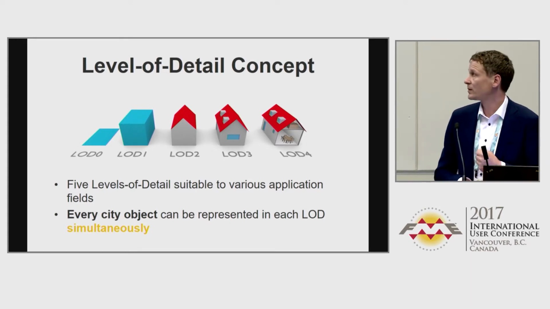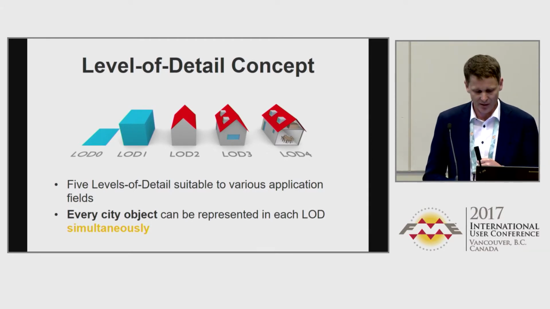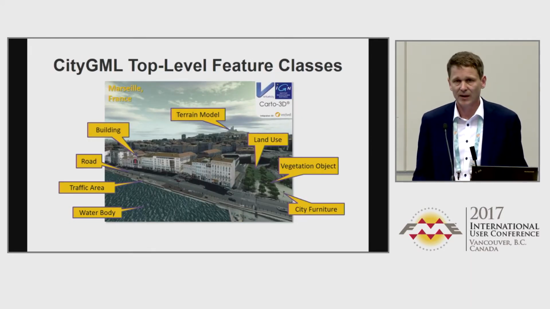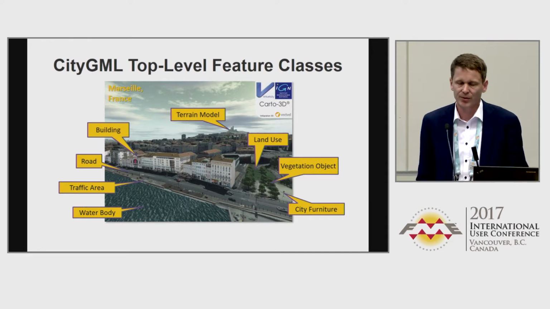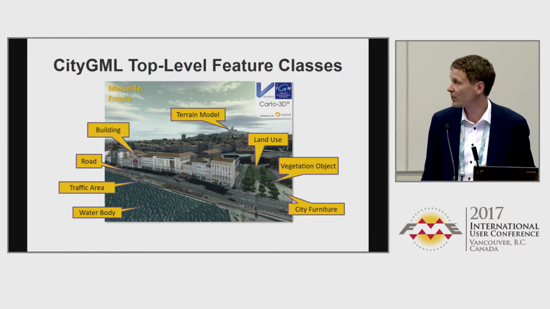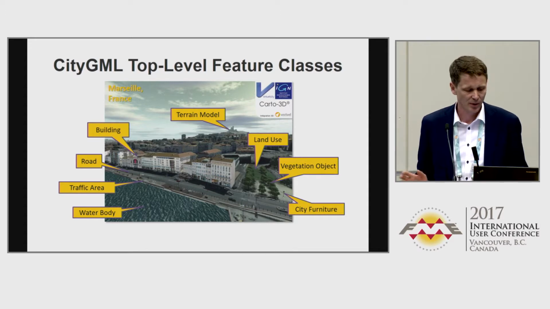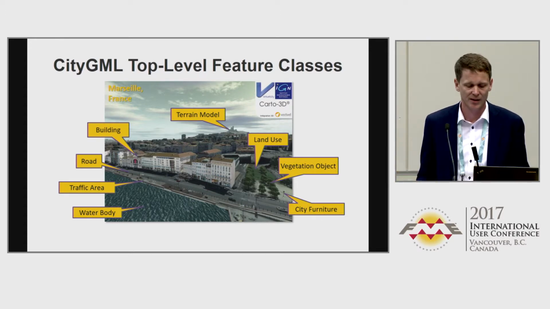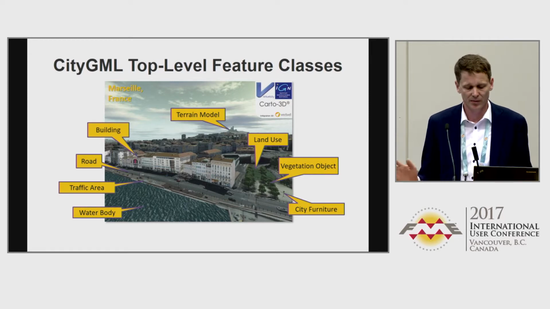As you have seen so far, there are buildings, but CityGML, of course, also covers other feature classes. The top-level feature classes depicted in this image are terrain model, land use, vegetation objects, city furniture, buildings, road and traffic areas, and water bodies. There are also bridges and tunnels. So you can really represent all the topographic features of our cities and our environment in CityGML.